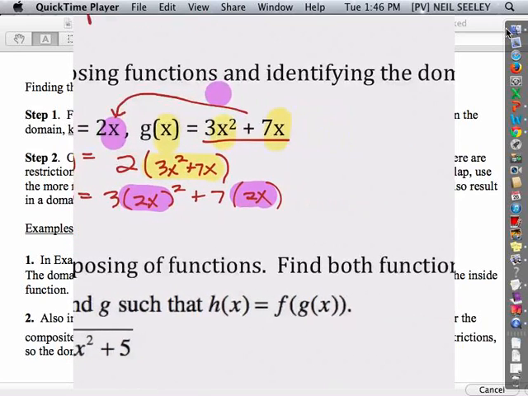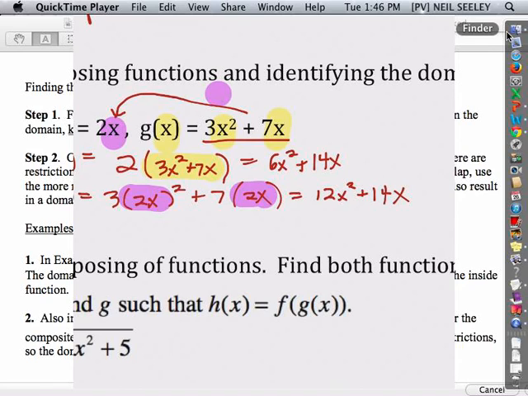Okay, so I'm going to simplify those. I distribute the 2, and actually you won't really be able to figure out the domain until you simplify. So I get 6x squared plus 14x. Looking good. And then the second one should simplify to, now I know this 2x quantity squared is 4x squared, times 3 is 12x squared plus 14x. You guys check my work. Plus 14x. That looks good.